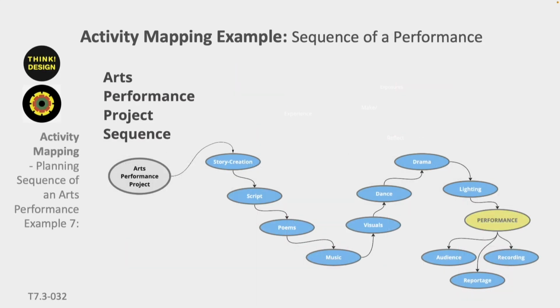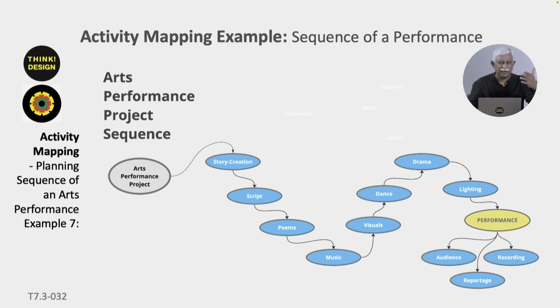Here, for example, the planning required for an arts performance project is mapped, okay, right from story creation to script, to writing the poems and creating the music for it, and then creating the visuals for this, and then putting the dance together and the drama, okay, and then lighting comes into the picture, okay, and then the performance itself happens. Okay. So, there is also the audience, okay, the recordings and the reporting of that, right. So, it kind of shows at a glance what it requires for an arts performance project to be done.